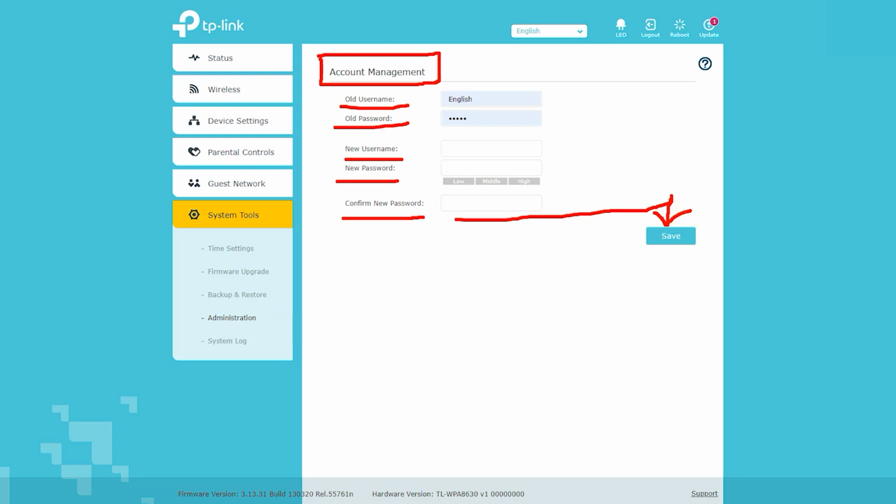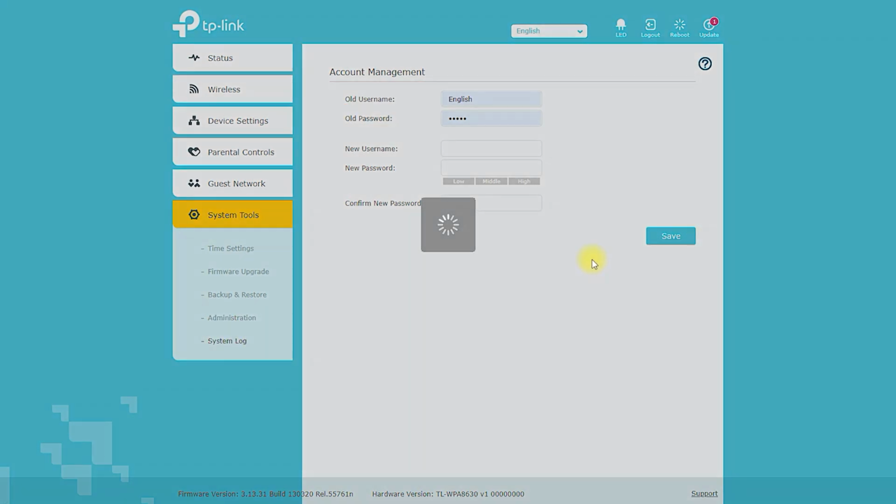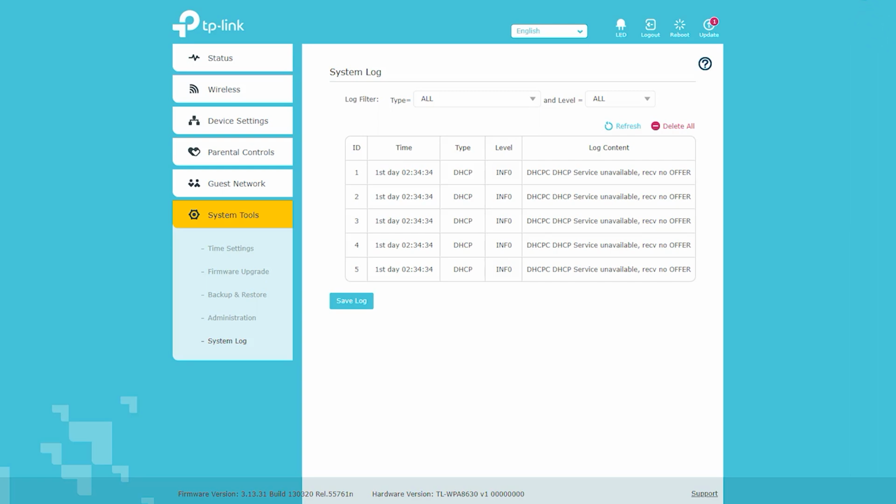Limited Wi-Fi speeds. While the TL-WPA8630P kit supports 802.11 AC Wi-Fi, the actual Wi-Fi speeds may be limited by the quality of your home's electrical wiring and the location of the adapters.